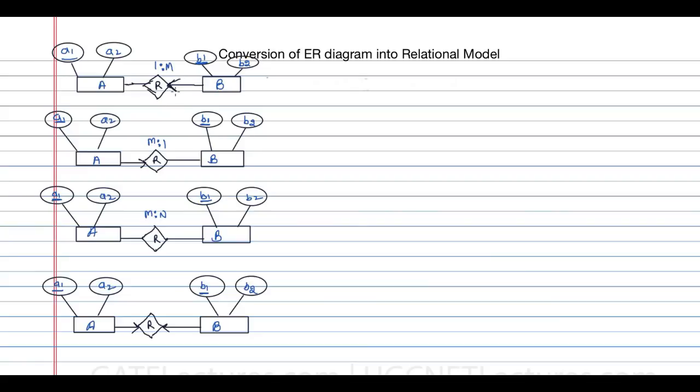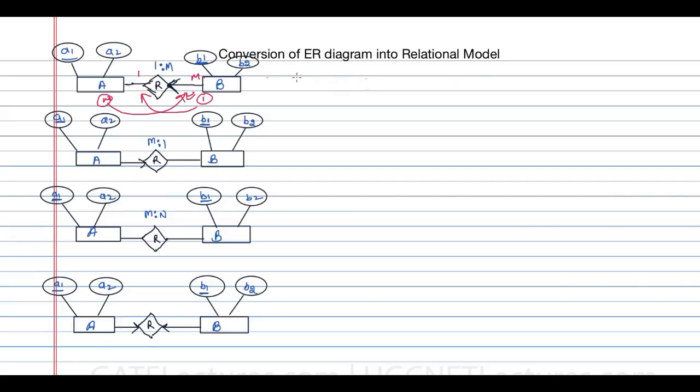Right, now it is representing a one-to-many relationship, because here you can see the maximum cardinality for B is 1 and the maximum cardinality of A is M. So you generally write it like this. So it is a one-to-many ER diagram, or you can say a one-to-many relationship. Here you can see we are going to require two tables.